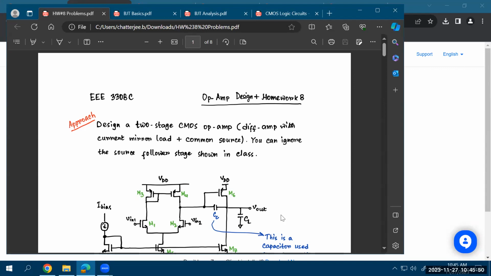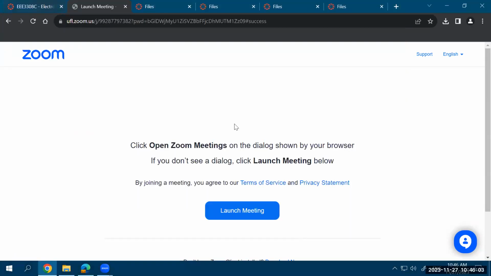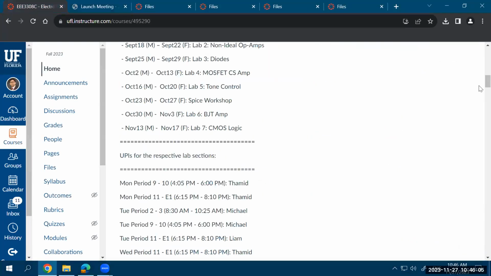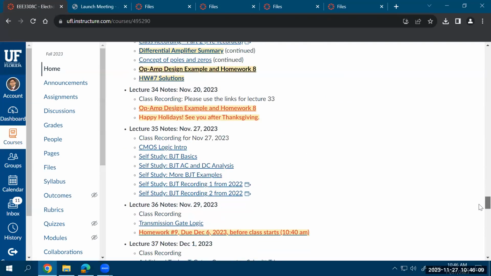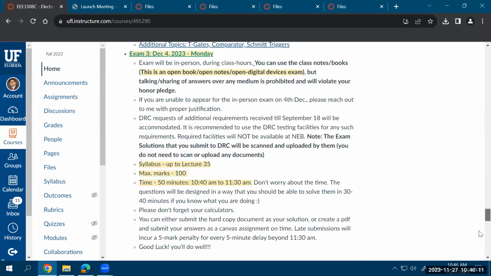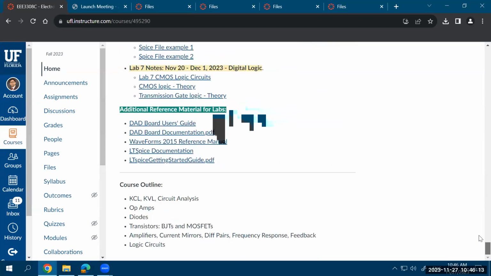All right. So in this class, we are going to still discuss a little bit about the op-amp design problem because this is very important for this class as well as for your exam number 3, which will be on next Monday. So this will be the last exam for this semester. There is no final exam. So this exam number 3, which is on next Monday, will be regarded as your final exam.